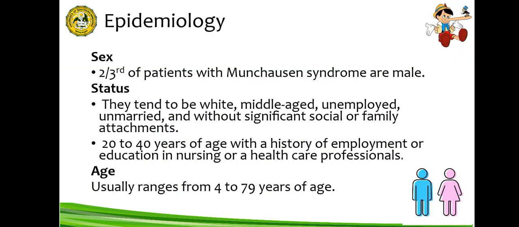So, let's move on to its epidemiology. Two-thirds of patients with Munchausen syndrome are male. Then, ang status naman, they tend to be white, middle-aged, unemployed, unmarried, and without significant social or family attachment. And then, 20 to 40 years of age with a history of employment or education in nursing or a healthcare professional. So, sa age naman, it usually ranges from 4 to 79 years of age.